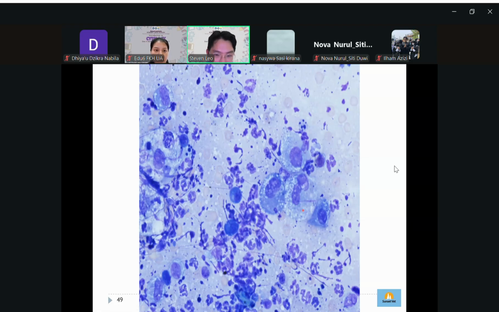In your opinion, is it more cancer or more inflammation? More cancer. Cancer or inflammation? Cancer. Please see the whole picture. Is it inflammation or cancer? Cancer.